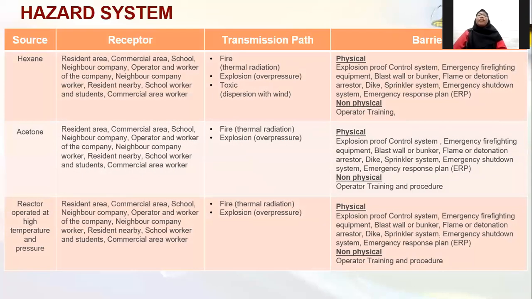WENDU, hazard system, and HIRAT. For the hazard system, there are three types of source, which are hexane, acetone, and the reactor operated at high temperature and pressure.